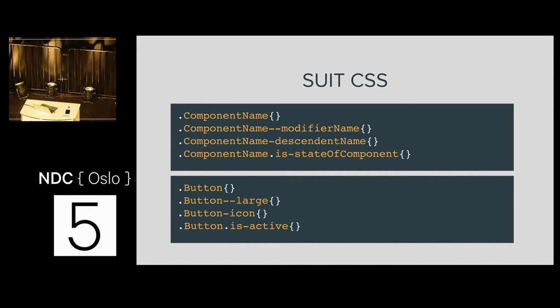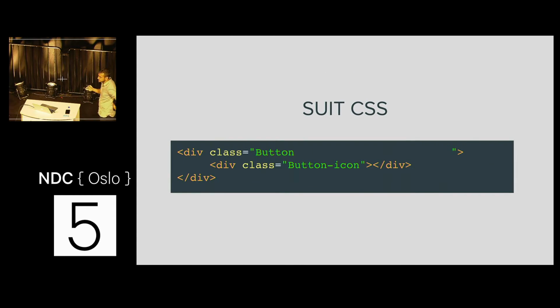So I will show you an HTML example of this. We can have something like this, a div with the class Button. Then inside of it, we talked about the descendant. We can have a Button-icon. And then you can have the modifier. So you can have Button--large, or you can remove it. But that's how the modifier is meant to be used. And finally, you can also use the is-active. So once again, the purpose behind this is to scope CSS, because up until now, this is the best thing we had.